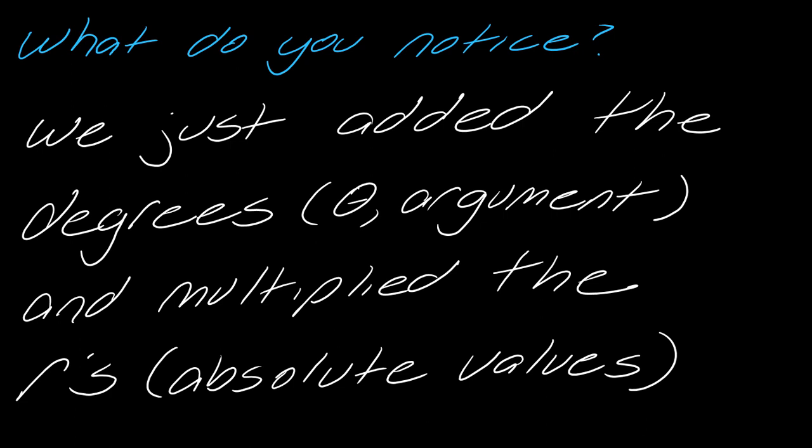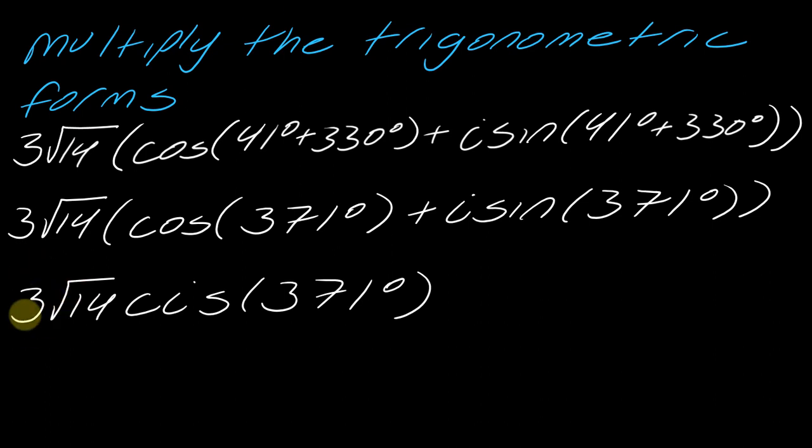So when you multiply these together, you've really just added the degrees, which is the theta, or what we call the argument. That's the technical math term for it. And then you've multiplied the r's together, which we call the absolute values. So that's literally what I did, right? I multiplied the two parts in front together, and then I really just added up the degree measures. That's what effectively happened thanks to the identities.